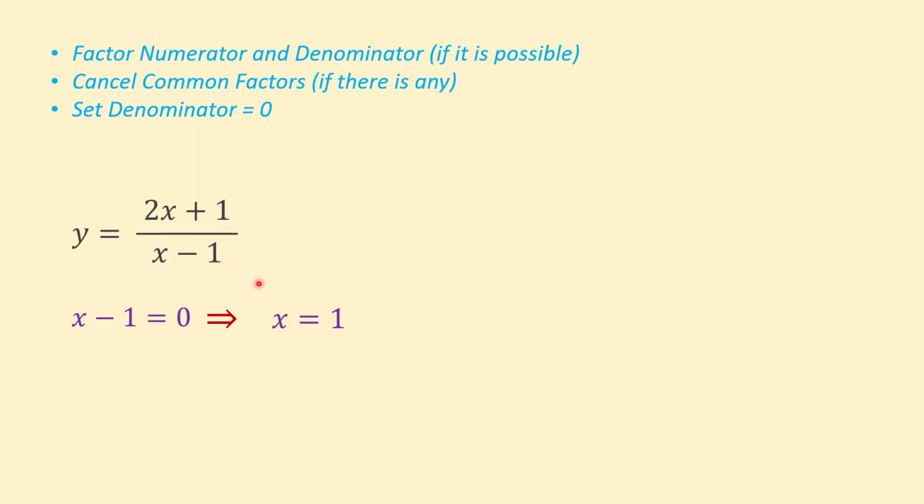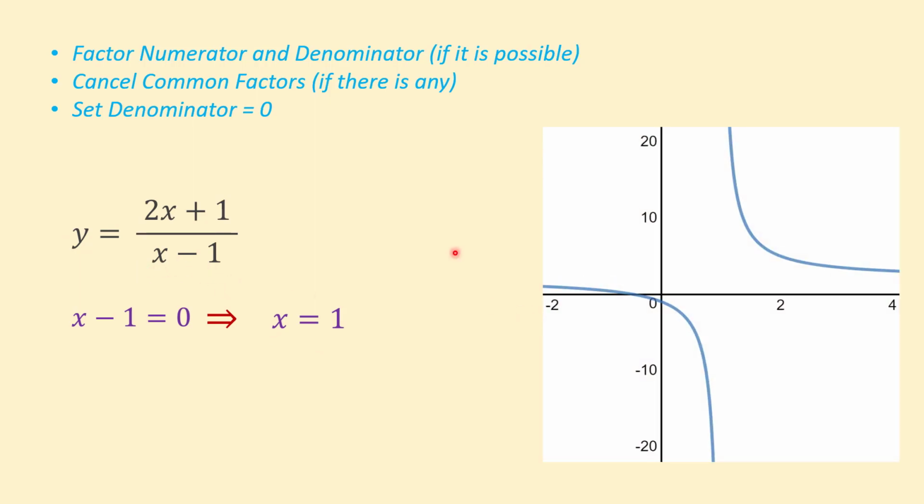But before we jump to the next example, let me show you what it means that x equals 1 is the vertical asymptote of this rational function. Here you can see the graph of this function, and this is the vertical line x equals 1. As you can see, our function approaches this vertical line. It gets closer and closer to this vertical line, and it shows that this vertical line is the vertical asymptote of this function.